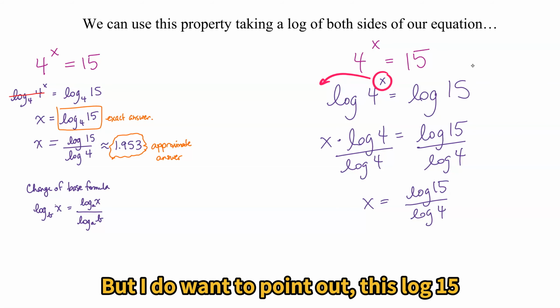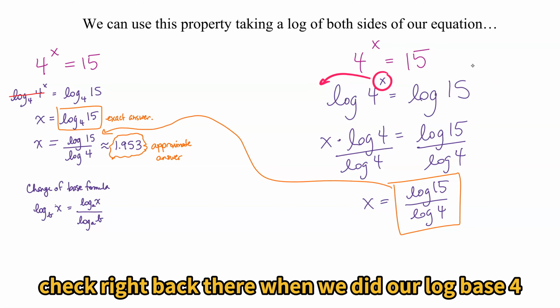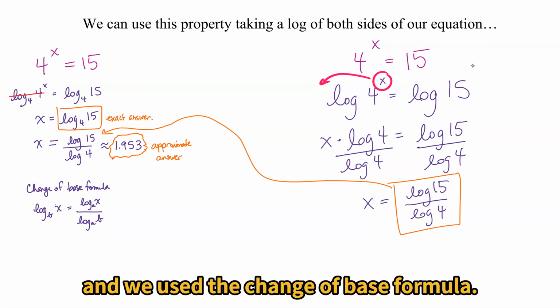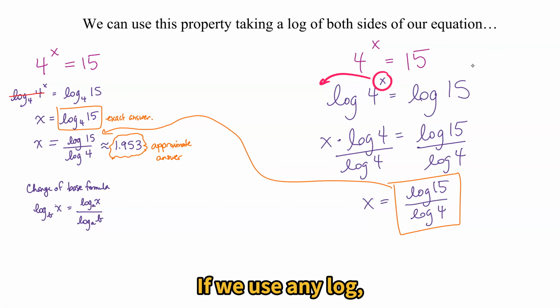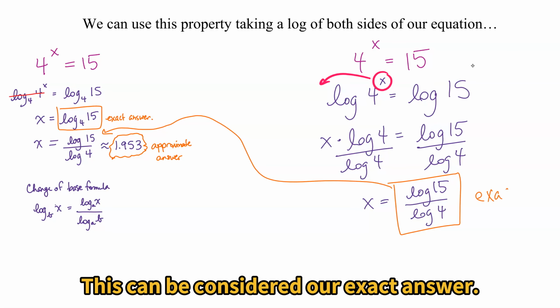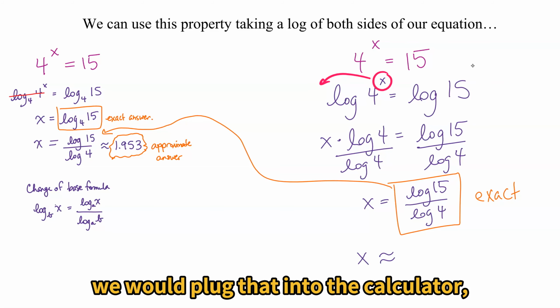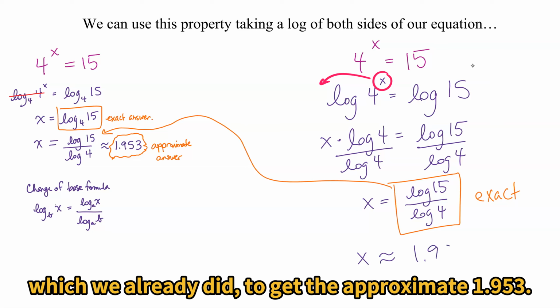But I do want to point out this log 15 divided by log 4. Check right back there when we did our log base 4 on both sides, and we used the change of base formula. If we use any log, we automatically get that change of base formula in there. This can be considered our exact answer, and then if we wanted to approximate it, we would plug that into the calculator, which we already did, to get the approximate 1.953.